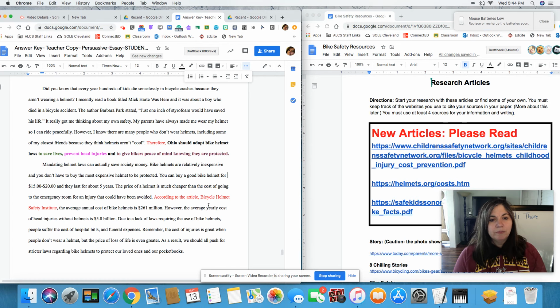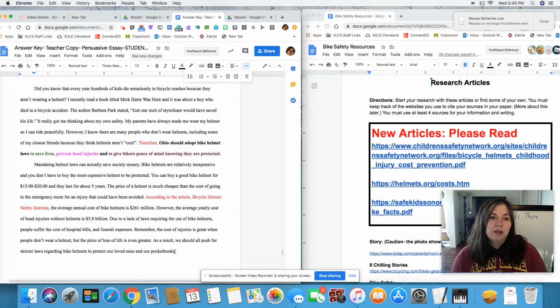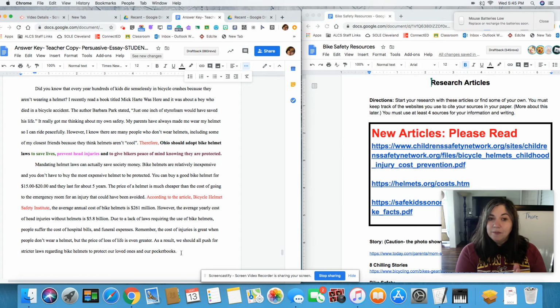According to the article, Bicycle Helmet Safety Institute, the average annual cost of bike helmets is $261 million. However, the average yearly cost of head injuries without helmets is $5.8 billion due to a lack of laws requiring the use of bike helmets. People suffer the cost of hospital bills and funeral expenses. Remember, the cost of injuries is great when people don't wear a helmet, but the price of loss of life is even greater. As a result, we should all push for stricter laws requiring bike helmets to protect our loved ones and our pocketbooks.